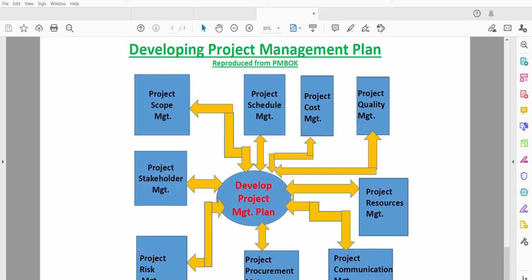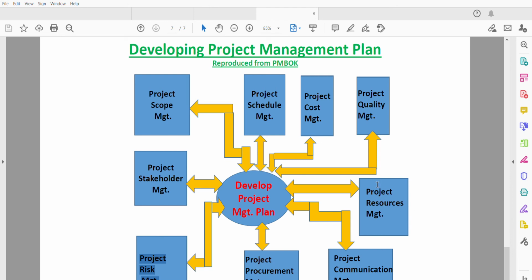The project risk management. With the project risk management, we identify the risks, which are the negative and positive risks. We perform the qualitative risk analysis, and also we perform the quantitative risk analysis. And at the end, we plan the risk responses, how we respond to each risk.